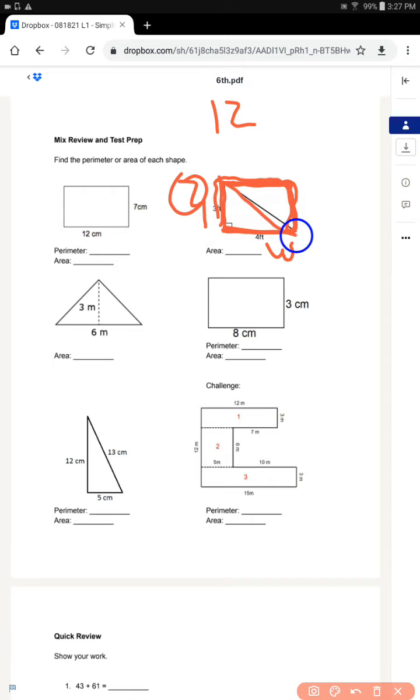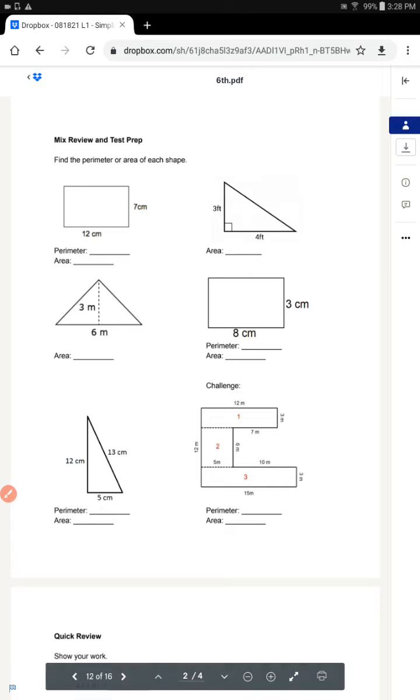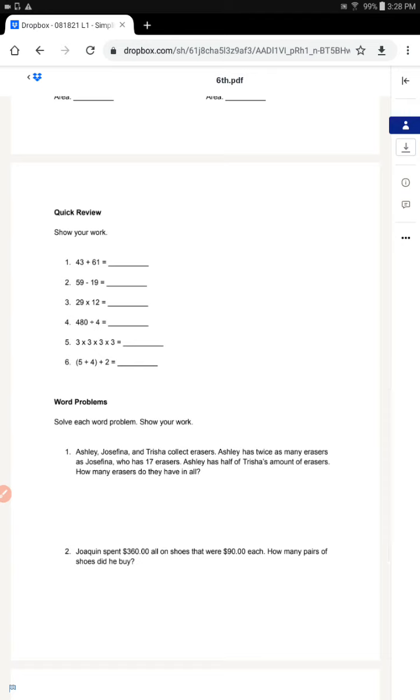But if you notice, this triangle right here is only half of this imaginary big rectangle. So what we want to do is length times width, which is 12, and divide it by 2. And that gives us 6. So this triangle here is 6. So when you're dealing with areas of triangles, you want to remember always to divide by 2. Alright, once you're done with all these, we can move on to the next section.